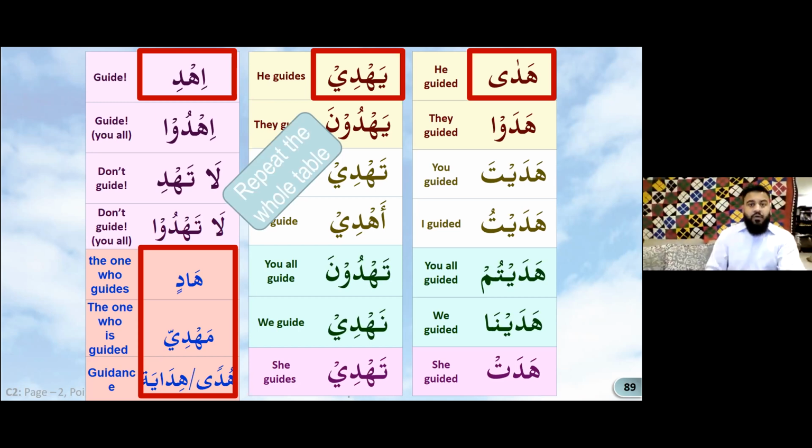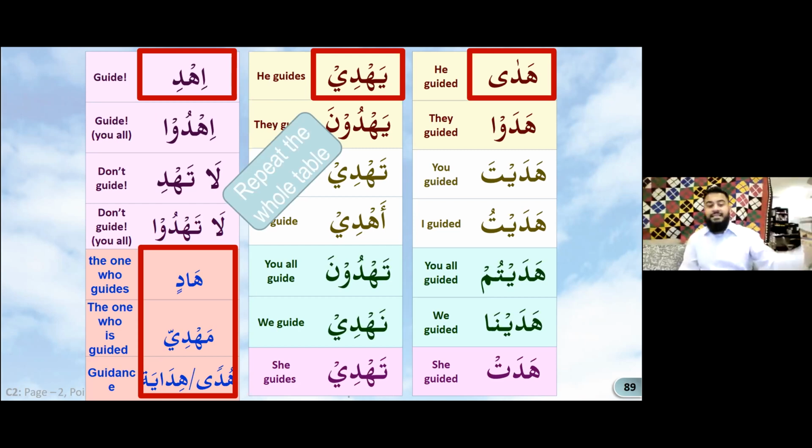Alhamdulillah. Now, on to the mudari form. Yahdi, yahduna. He guides, they guide. Tahdi, ahdi. You guide, I guide. Tahduna, nahdi. You all guide, we guide. And lastly, tahdi. She guides.